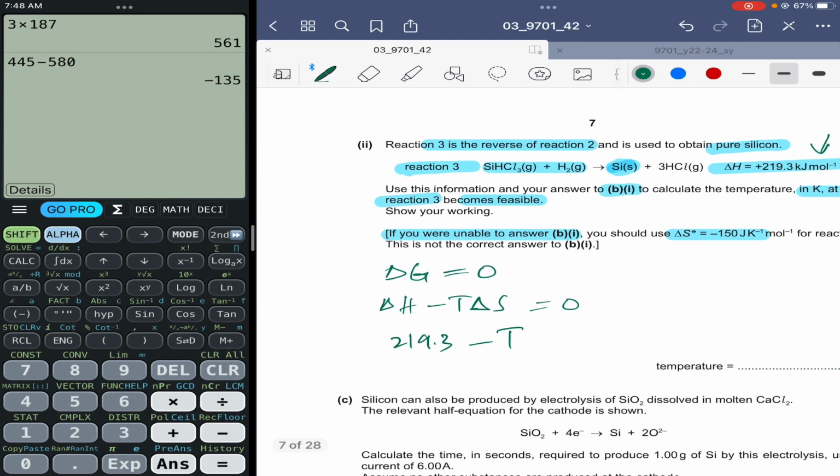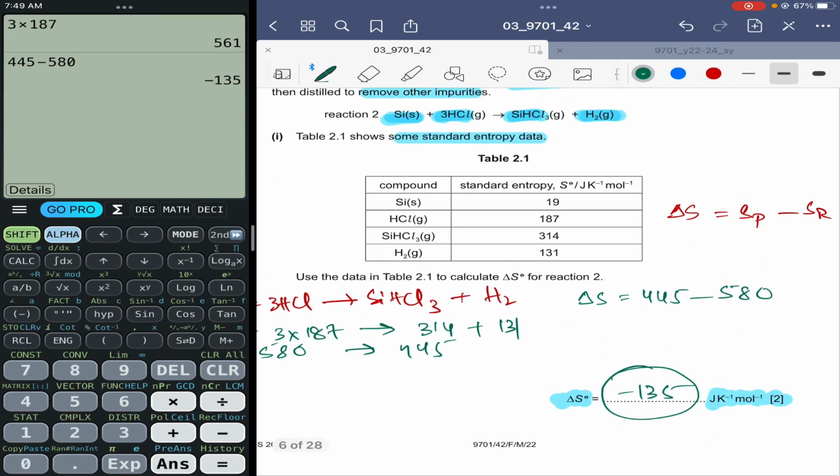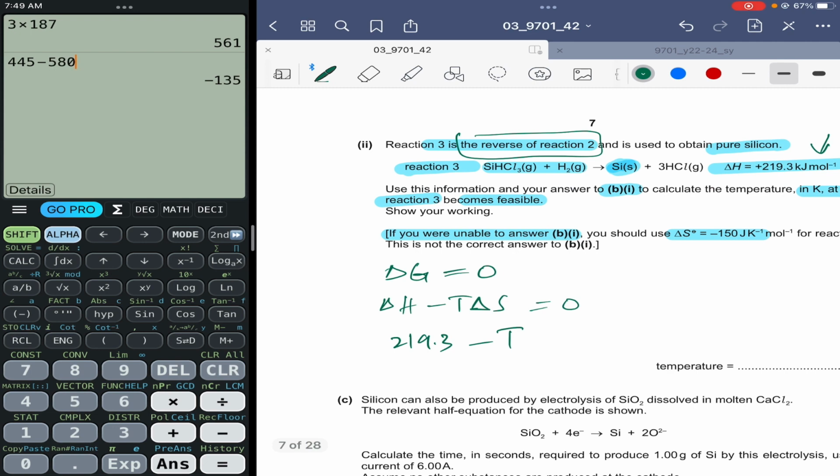But reaction 3, now we need delta S for reaction 3, and reaction 3 is the reverse of reaction 2. So whatever the delta S value for reaction 2 was, we have to switch the sign. If the delta S was negative for reaction 2, it becomes positive for reaction 3. If it was positive for reaction 2, it becomes negative for reaction 3. So the delta S for reaction 2 was minus 135, so that becomes plus 135.